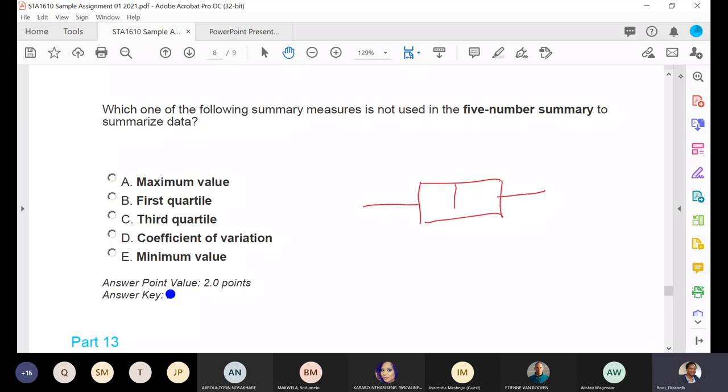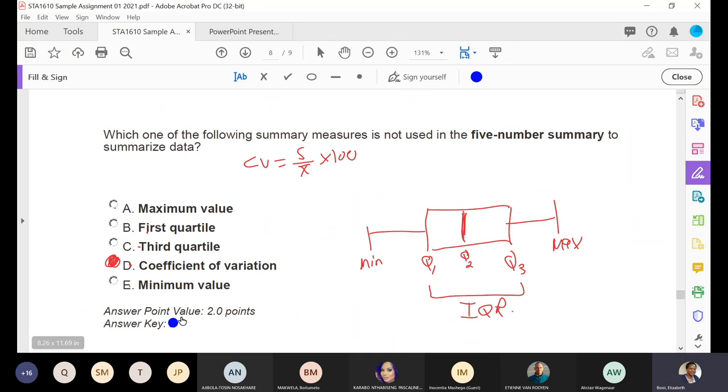The five number summary is your box and whisker plot. So the maximum value is your highest value. First quartile, third quartile. Coefficient of variation, CV, is your standard deviation divided by the mean, multiplied by 100. Minimum value is that. And we know that this is your Q2, and here you can calculate the interquartile range. So the only option that is not supposed to be there is D.